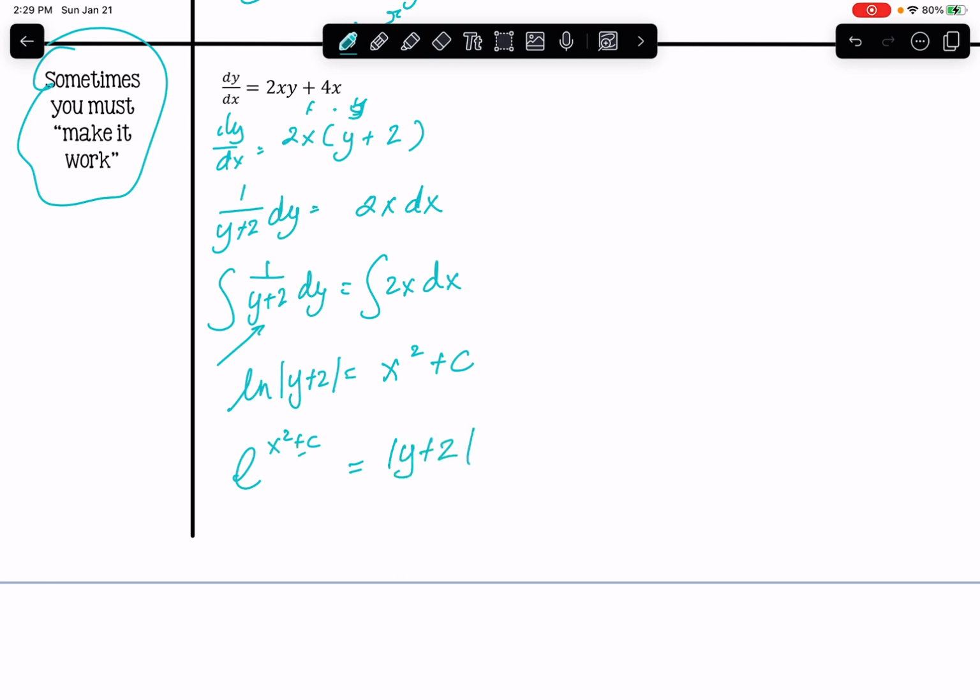And this is always going to be positive, so you can take off the absolute value sign. So you get c e to the x squared minus 2 equals y. C e to the x squared minus 2. So there you have it.